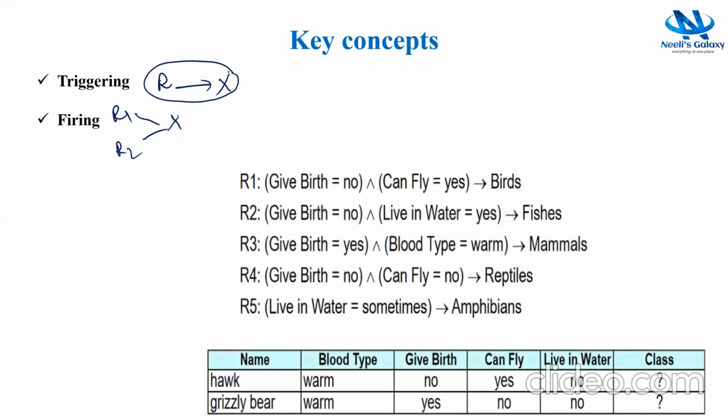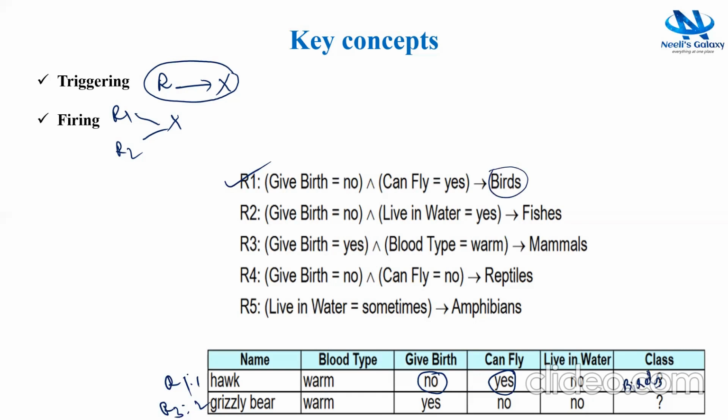Let us take an example. Here we have 2 records, record 1 and record 2. Record 1 is covered by rule 1, whereas rule 3 covers the second record. What is rule 1? Gives birth is equal to no, and can fly is equal to yes. Rule 1 says that this record leads to the birds class. So here the classification is birds.